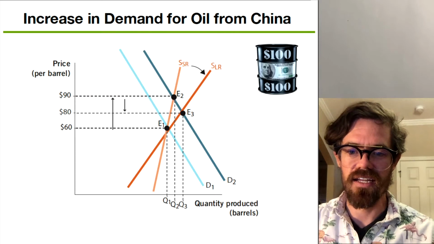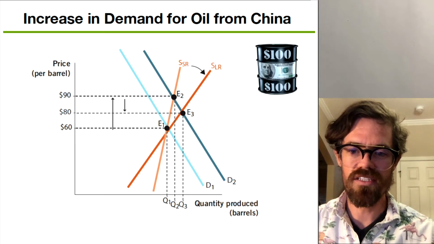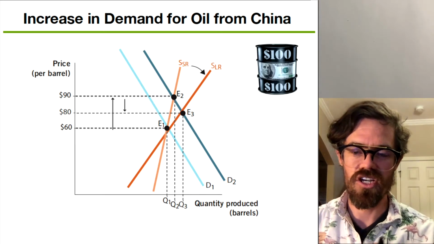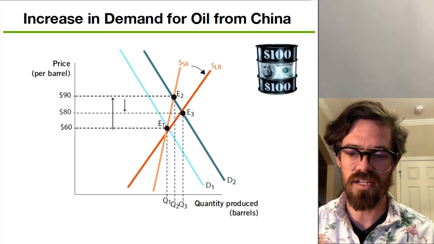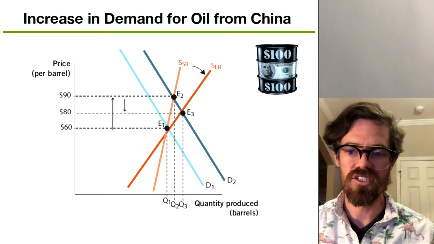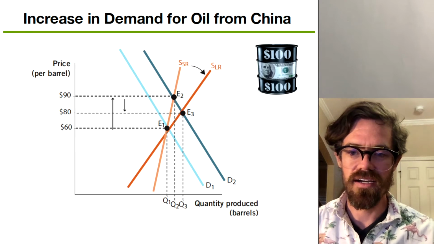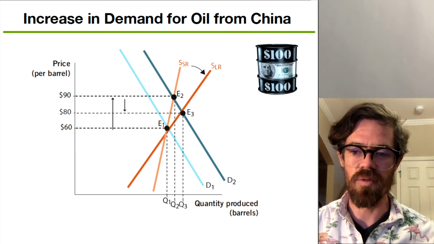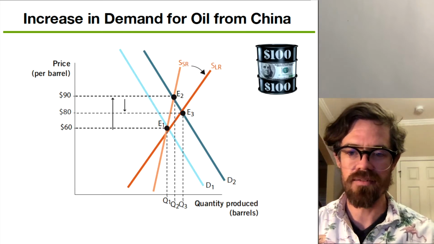So let's look at this here. We've got a shift in demand, right? An increase in demand. What's the difference in the change in equilibrium going to be if we look at two different supply curves? We've got a short-run supply curve. Recall that in the short run, supply is less elastic, so it's going to be closer to vertical. And in the long run, supply is going to be more elastic, so it's going to be flatter. So we've got a less elastic supply and a more elastic supply.